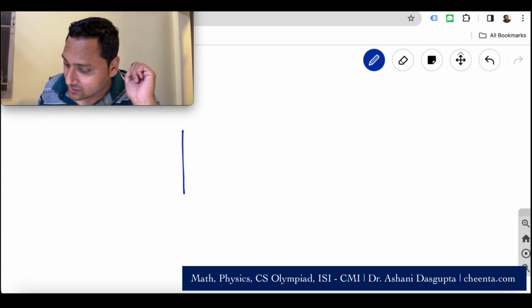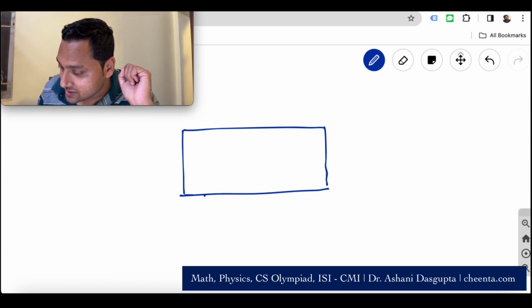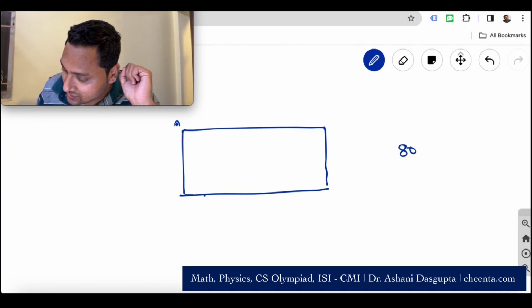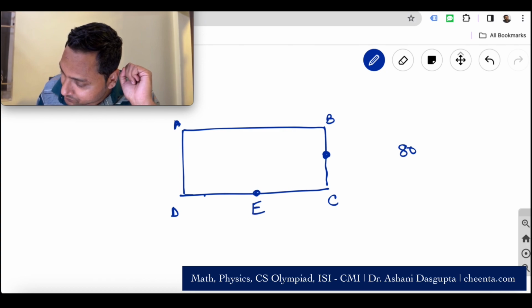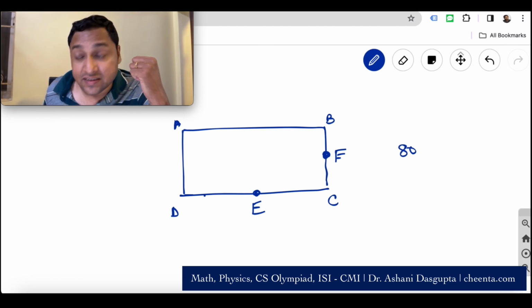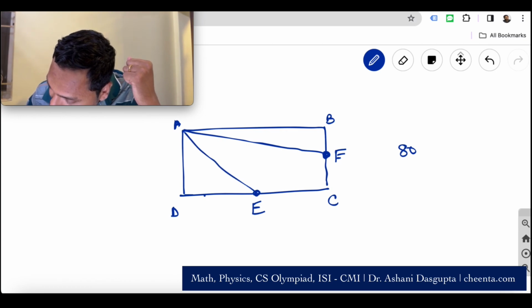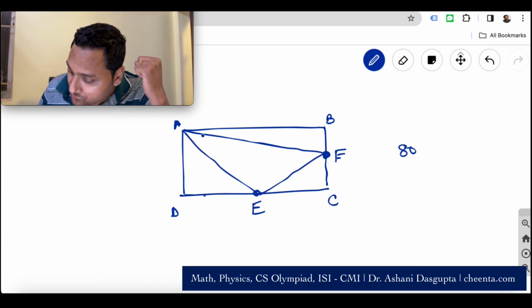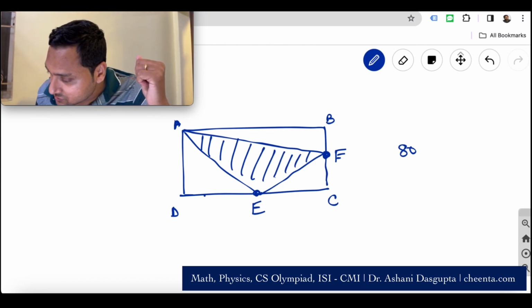We have a rectangle like this, whose area is given to be 80. The name of the rectangle is ABCD. And we have two midpoints, E and F. E is the midpoint of CD and F is the midpoint of BC. We join AE, AF and EF. We want to find out the area of this triangle AEF. That's our goal. So how do we do this?